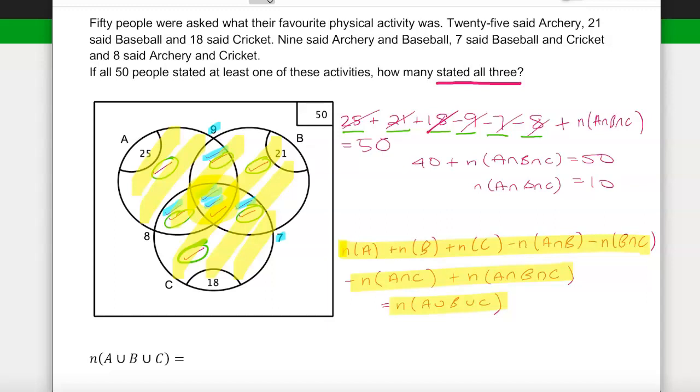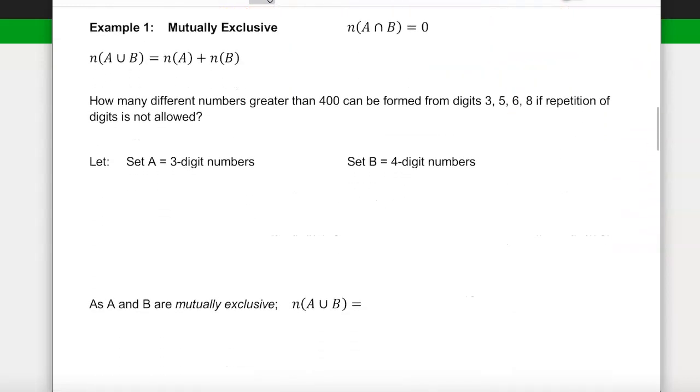So let's take a look at where we can use this idea of the either set in our use of permutations. So in our first example, we're going to have a look at essentially forming two sets and where these sets are mutually exclusive. Remember, we've talked about that they don't have anything in common, so there's no intersection or overlap between the different types of arrangements we can make. So how many different numbers greater than 400 can be formed from digits 3, 5, 6 and 8 if repetition of digits is not allowed?